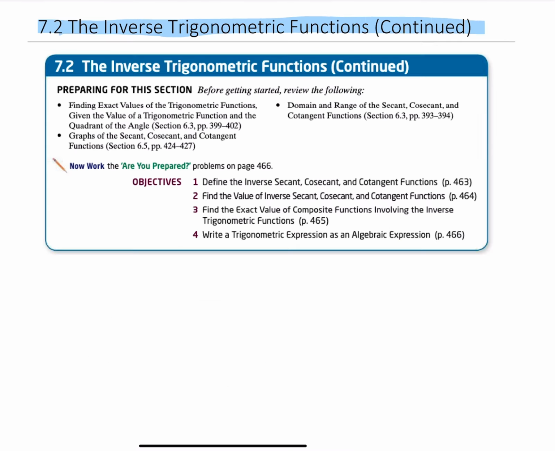Okay, that's it for this section. So we defined the properties of the inverse secant, cosecant, and cotangent functions. We found the value of the inverse secant, cosecant, and cotangent functions for some applied problems. And then we had those last two pretty interesting sections with composite functions where we built a reference triangle and solved from there. All right, that's it for this section, and I'll see you next time.